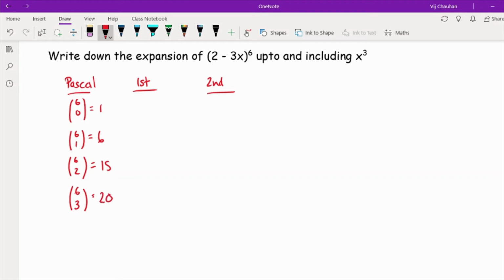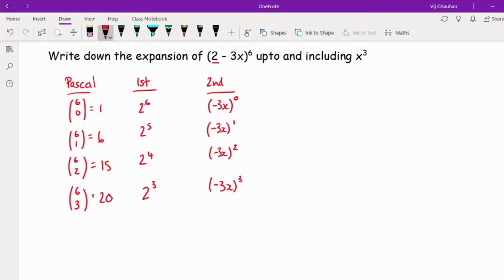Then for the second term, the first term in this case is 2. Remembering that 2 starts high, it's going to be 2 to the power of 6, 2 to the power of 5, 2 to the power of 4, 2 to the power of 3. And the second term starts low, ends high. You just need to be careful, because the actual second term is minus 3x. So it'll be minus 3x to the power of 0, minus 3x to the power of 1, minus 3x to the power of 2, minus 3x to the power of 3.